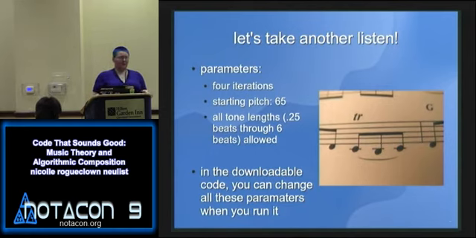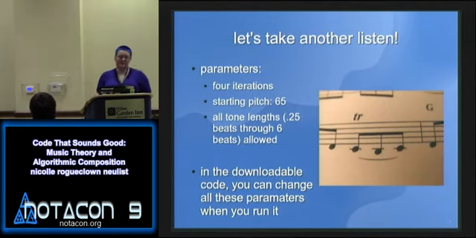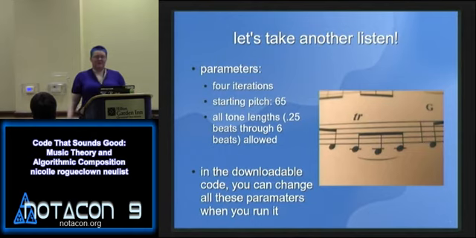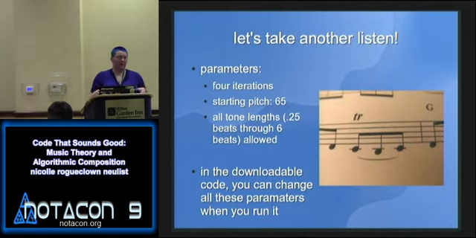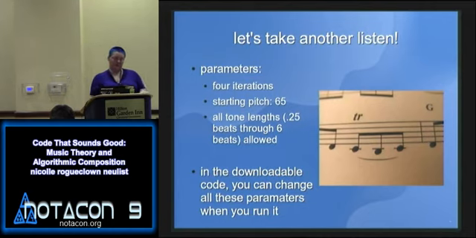That's based on the code snippets that I was just showing. 4 iterations through the tone row. It starts at a 65, which is the F sharp above middle C for those keeping score at home, a fairly mid-range type note. All note lengths, everything from 1/4 of a beat to 6 beats, are allowed. I think I set the tempo at 150 beats per minute just so it wouldn't drag on. I think I tried 120 for my first draft of that example and thought, this is probably going to take over a minute, and I only have an hour up here.